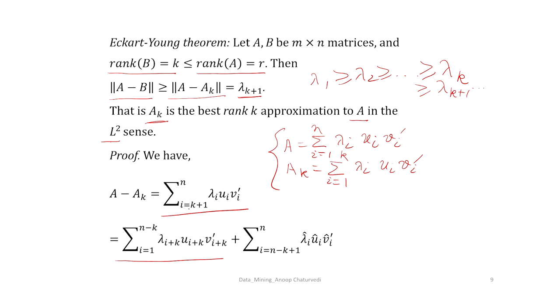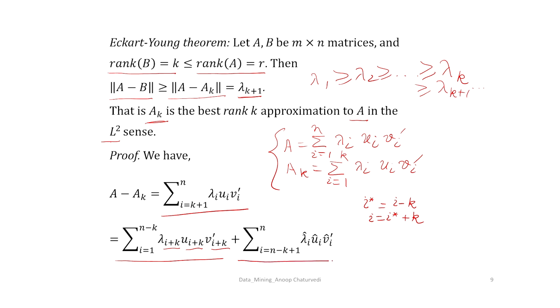You get this expression just by taking, say, i star equal to i minus k, or i equal to i star plus k. Then for i equal to k plus 1, i star is equal to 1, and then we just replace i star by i. And for i equal to n, i star is equal to n minus k. And here you have lambda_i, you replace i by i star plus k, or i plus k. And similarly here also, we replace i by i plus k, plus summation i equal to n minus k plus 1 to n of lambda hat_i u hat_i v hat_i transpose.